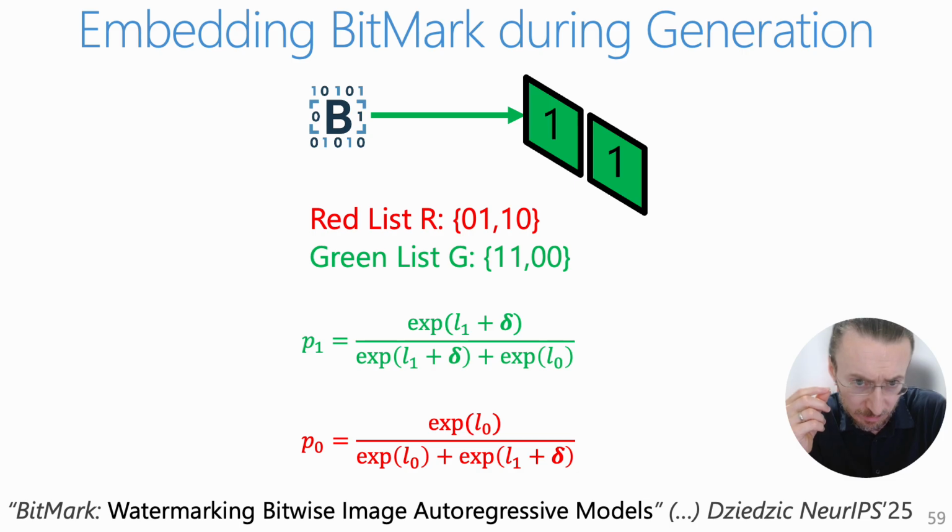So for each next bit prediction, if the bit can complete one of the bit sequences from the green list, in this case the green list is denoted as G, we add a small bias delta to the logits for the green bit, in this example for bit 1.